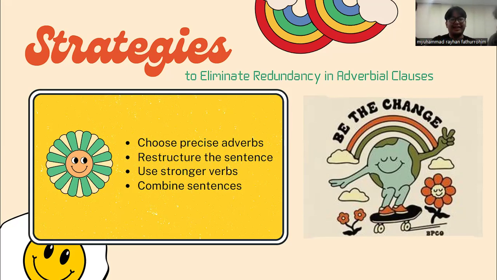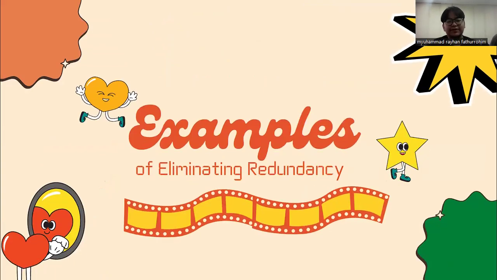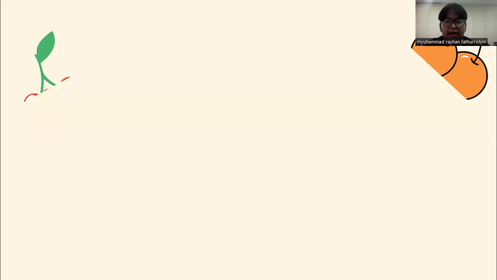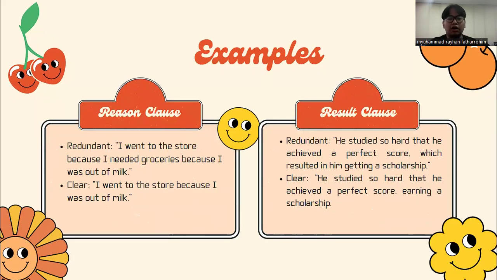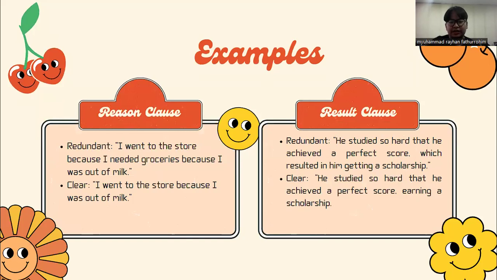Thank you so much. Okay, so we have learned what redundancy is, with a few examples and the strategies to eliminate it. Now we are going to give an in-depth explanation of how to eliminate redundancy. First of all, we will use all the clauses that have been introduced in adverbial clauses: purpose, occasion, reason, and result.